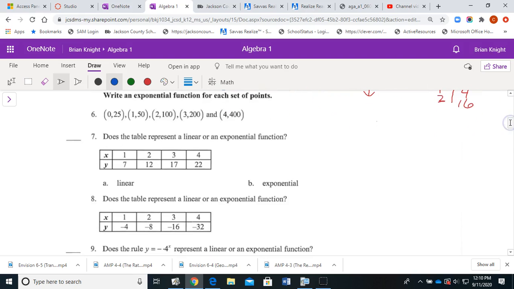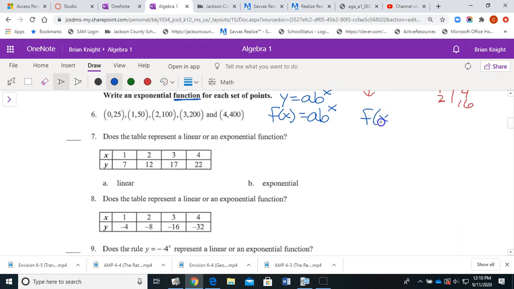Number 6. Write an exponential function for each set of points. All right. So, y equals ab to the x. That's an exponential function, right? I guess technically, since it said function, they want it in function notation. Just know I'll take it either way. It could be f of x equals ab to the x. But if you want to put y, that's okay too. Doesn't matter to me.